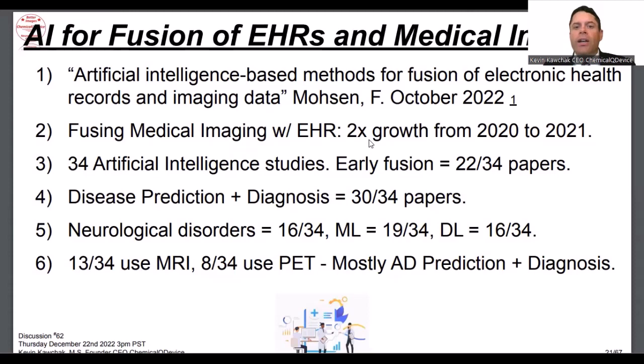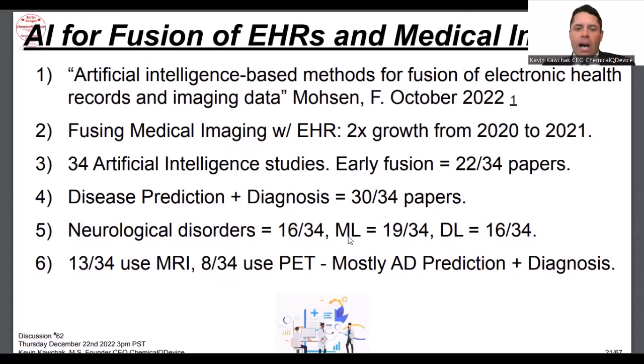So that's experienced 2 times growth from 2020 through 2021. And in specific, 34 artificial intelligence studies. So early fusion accounting for 22, these disease prediction diagnoses accounting for most of them, 30, neurological disorders such as MCI and Alzheimer's disease, mild cognitive impairment and Alzheimer's, 16.